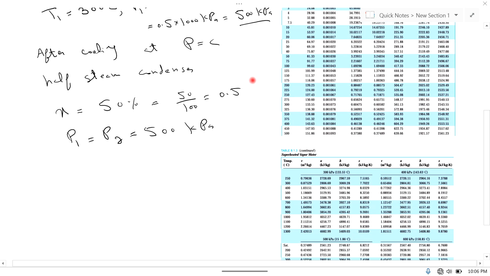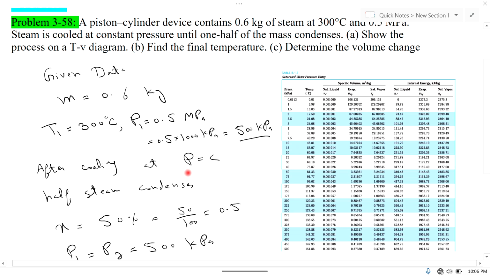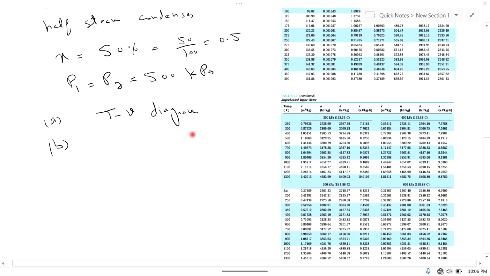Show the process on a TV diagram. Part A: draw the process on TV diagram. Part B: find the final temperature and determine the volume change. Find the final temperature T2 and find the change in volume, delta V, which is equal to V2 minus V1, or we can write this as m into V2 minus V1 because mV is total volume.